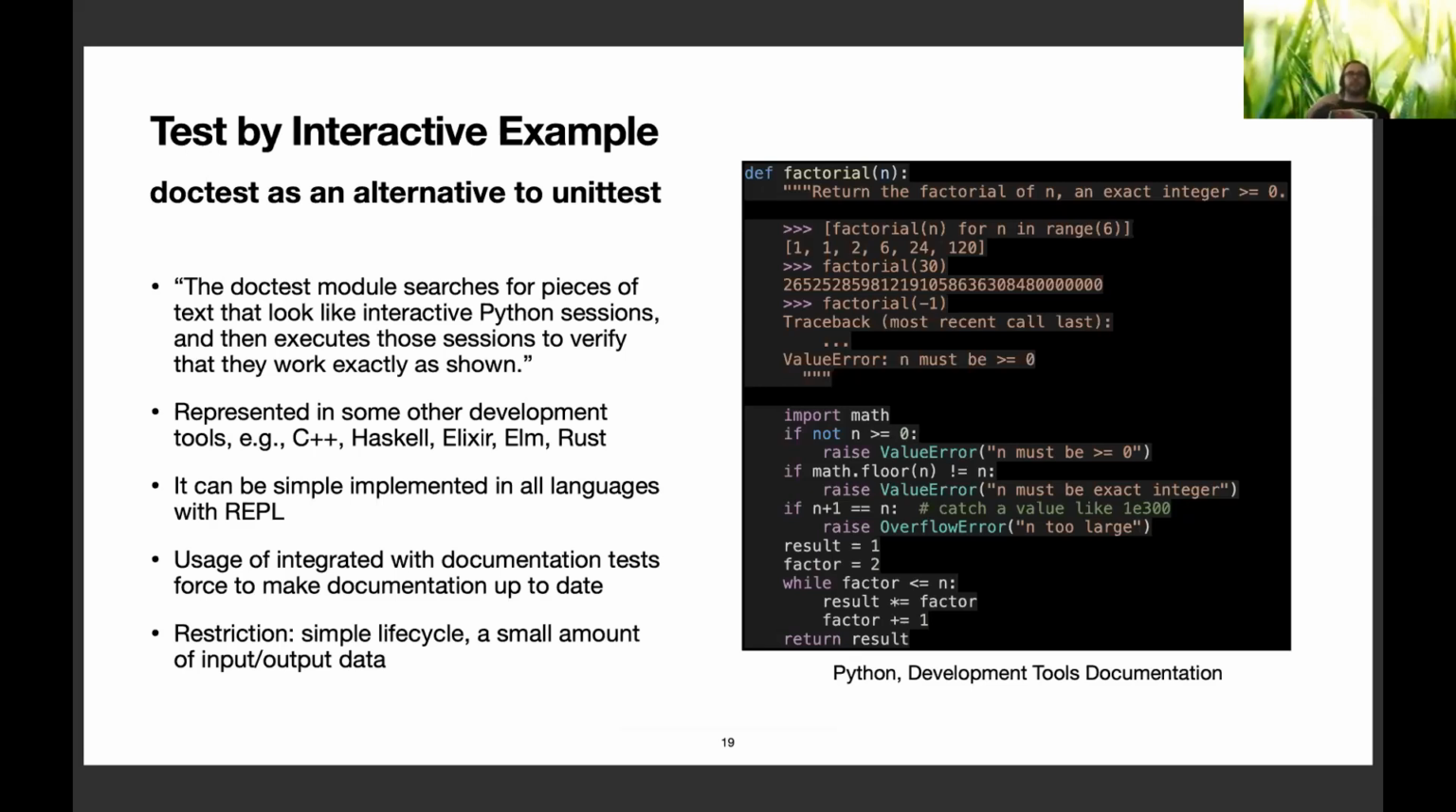And if any difference is found, the test fails, otherwise it passes. And that approach is widely spread in many programming languages, and especially in languages with a REPL. And if there is none, you can simply implement it yourself if you need it.